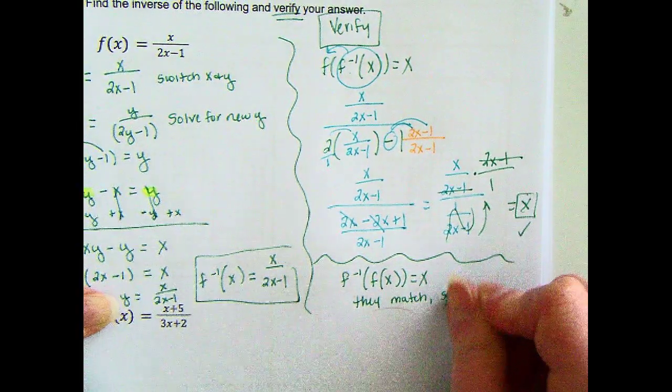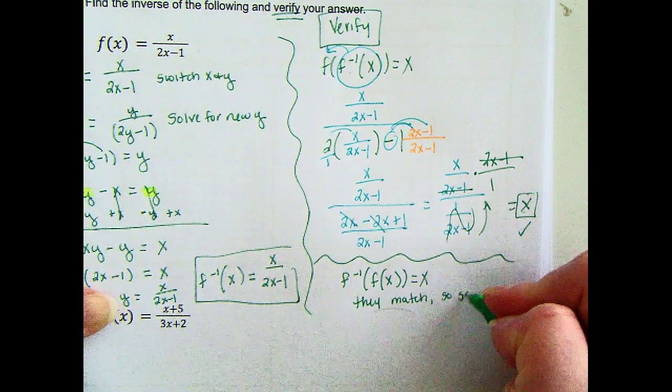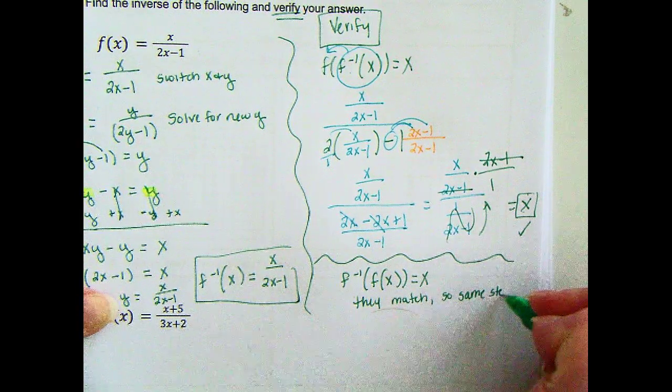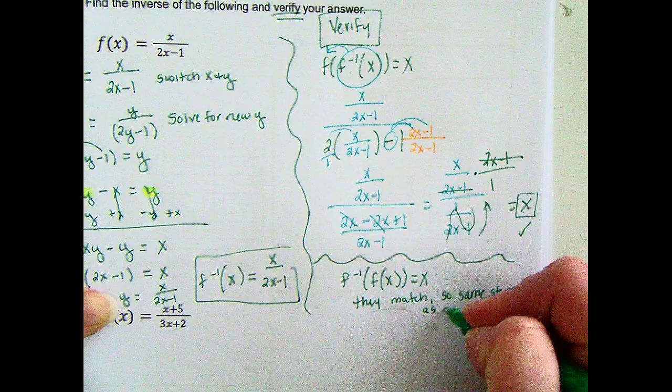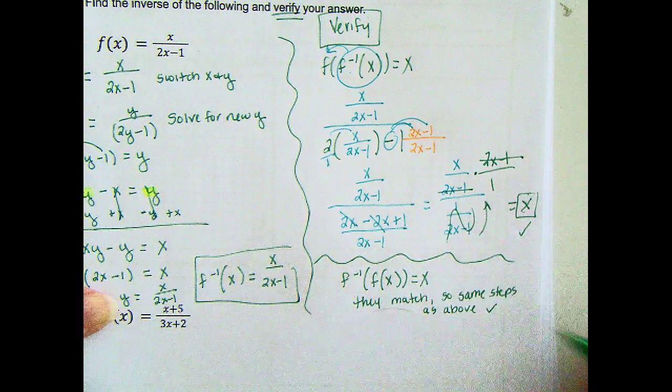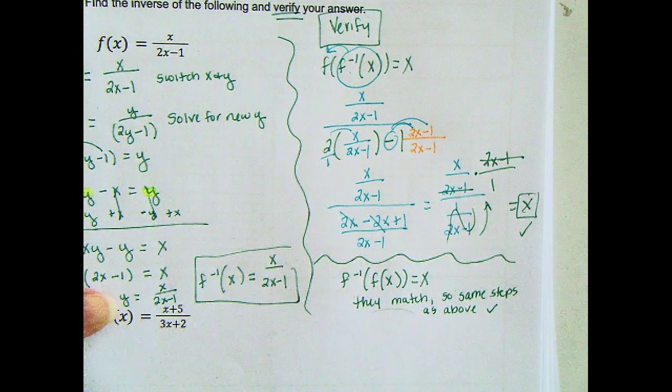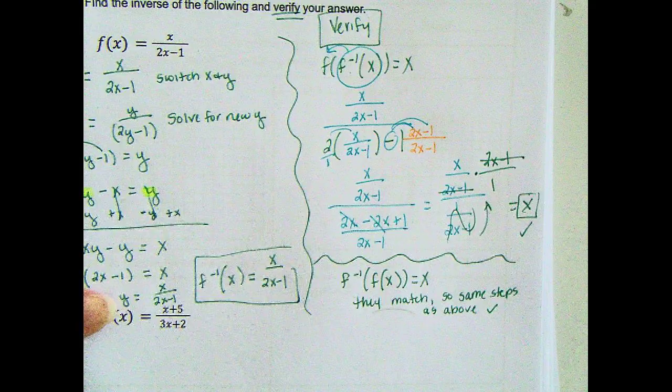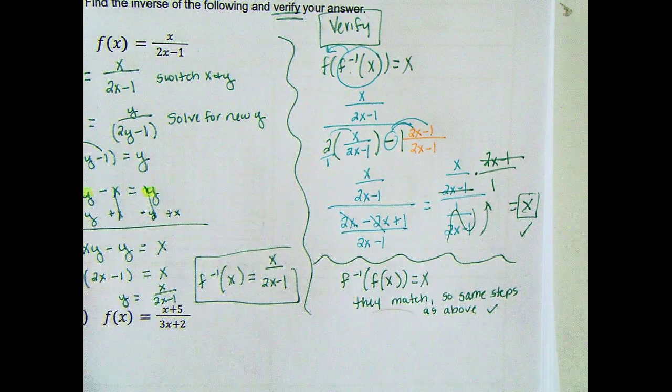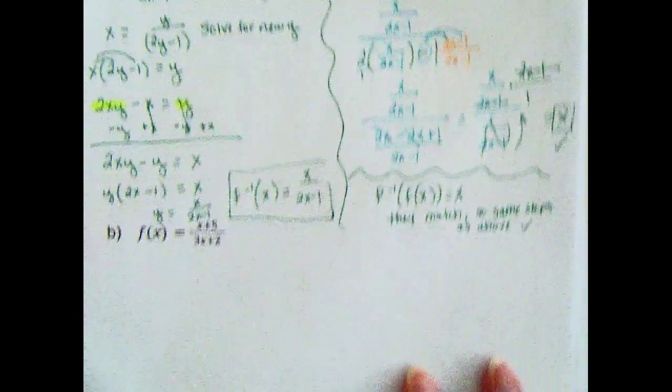So same steps as above. And then that would be my other check. I'm not going to rewrite it all over again when I get the same thing. The next one does not match, so we'll actually do both. So we probably even have to write smaller. So let's do the next one.